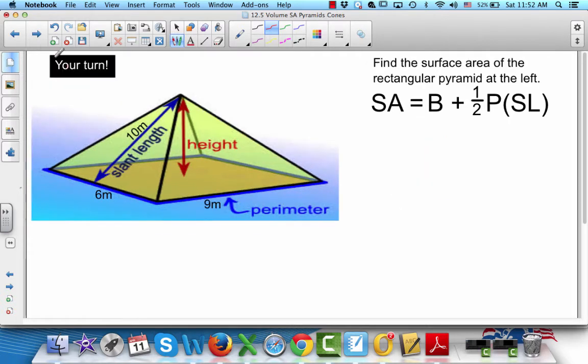Now it's your turn to try one. Find the surface area of the rectangular pyramid at the left. Now it's just a tad different. It's not a square pyramid, so keep that in mind as you work this problem. Pause the video, try it, and then come back to me.